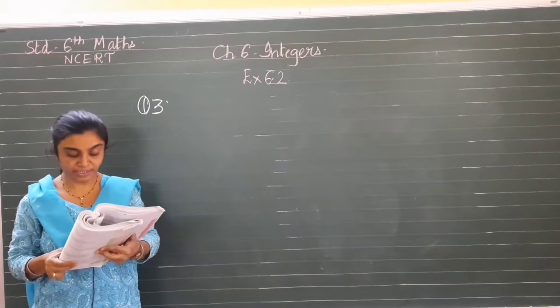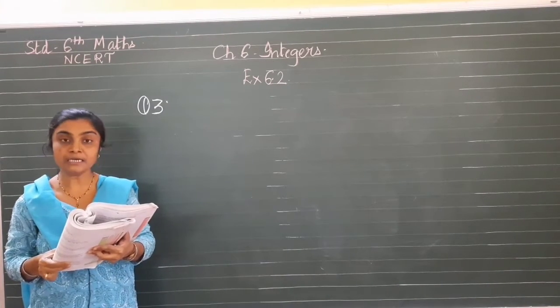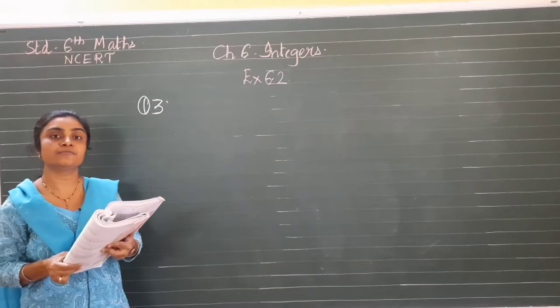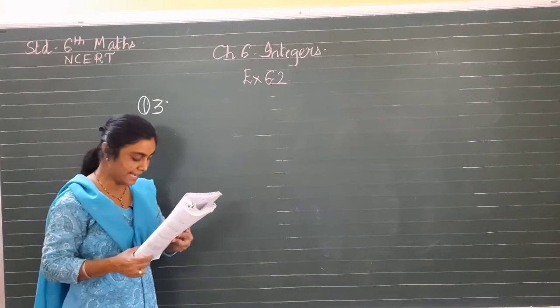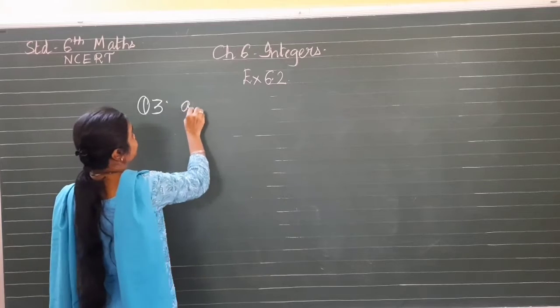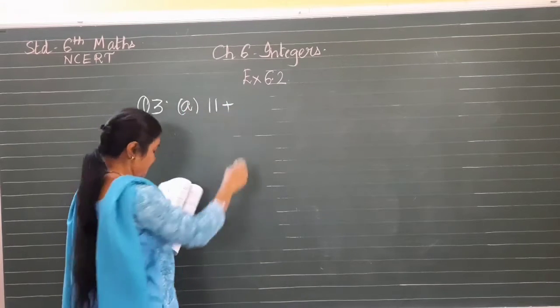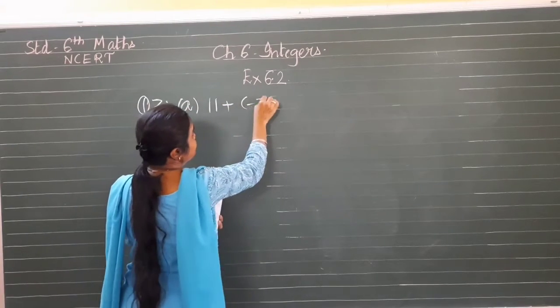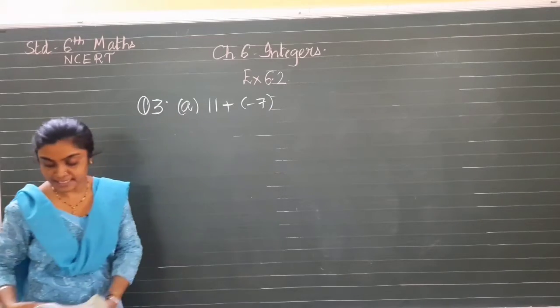Now question number 3. Add without using a number line. Now we will add the numbers without using the number line. So the first one is 11 plus minus 7. Now let us see.